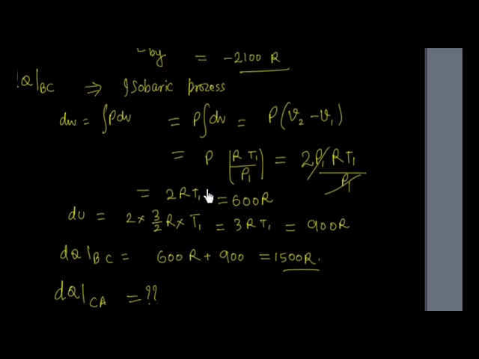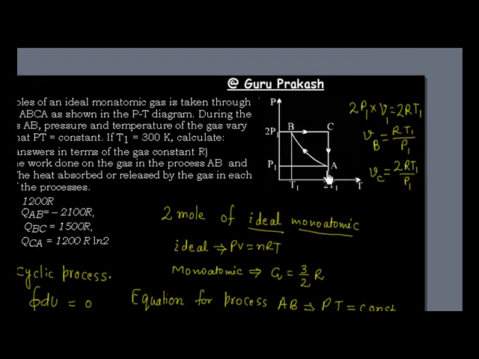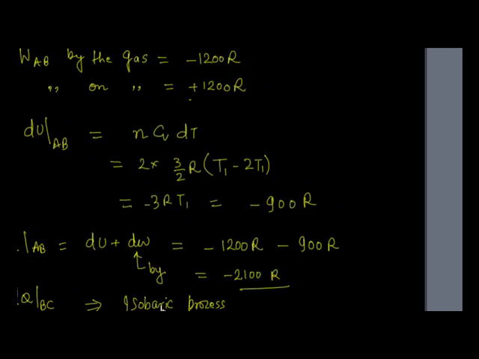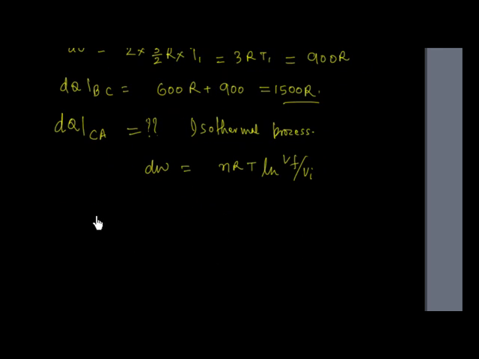So let us try to analyze what kind of process we have in CA. In this process, temperature is constant, so it is an isothermal process. Are you getting it? In an isothermal process, what is the work done? If you remember, dW comes out to be nRT ln Vf by Vi, so I can use it directly. We can prove this expression even if you don't remember.